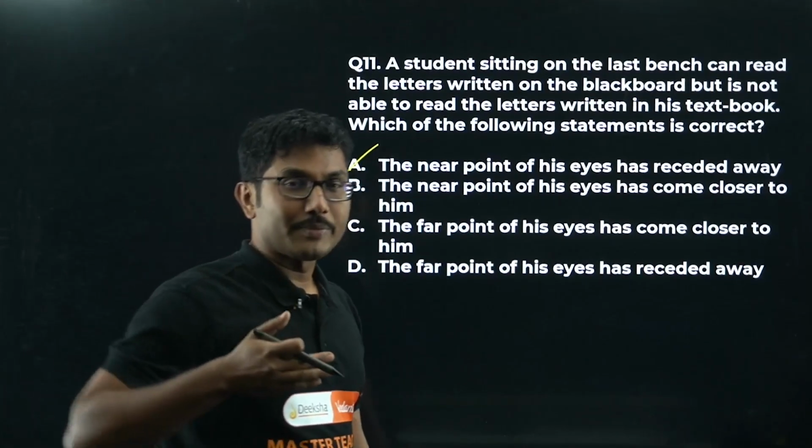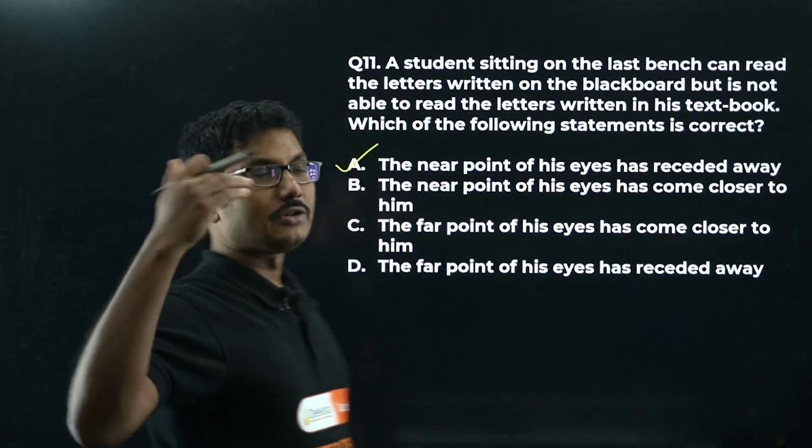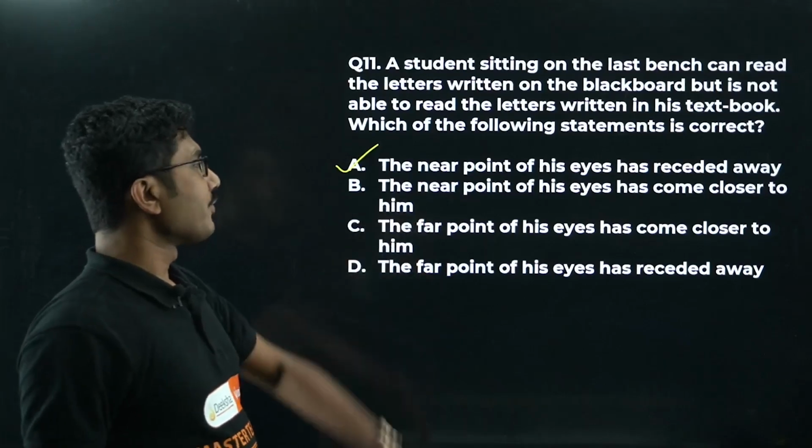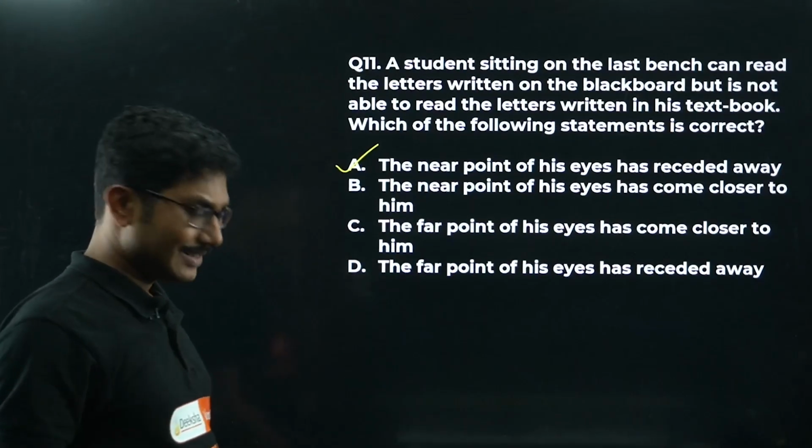If it is closer to him, that means he could have read closer to his eye than normal people, which is not the case, right? So the near point of his eye has receded away, that's why he is not able to read closer objects clearly.